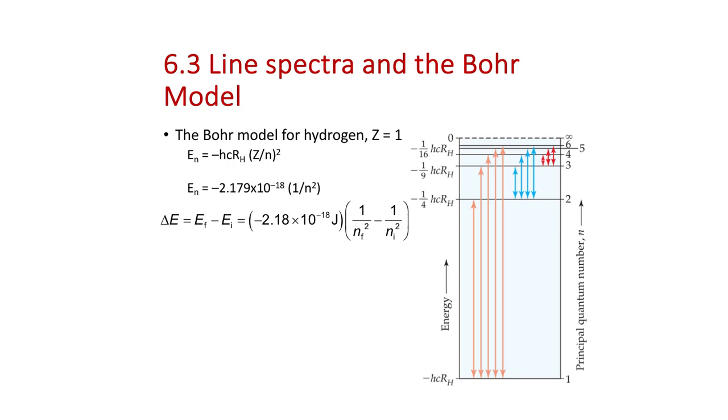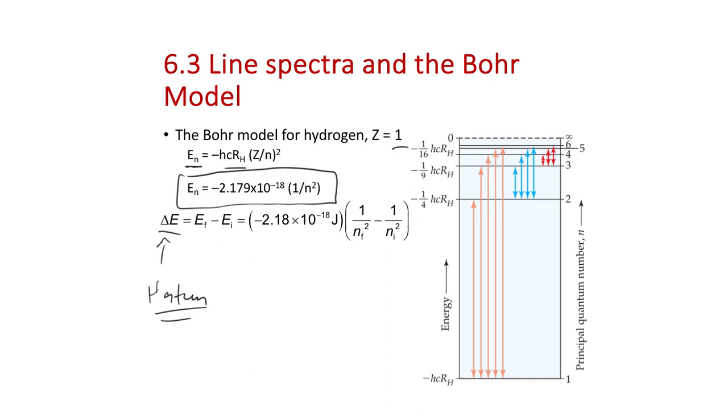This is showing that you could calculate the energy as a function of the n value of the electron: it's minus hc times the Rydberg constant. And then Z is the nuclear charge, which is just 1 for hydrogen. This equation is also a given equation on tests that you can use if you need to. And so you can calculate a change of energy for the H atom.